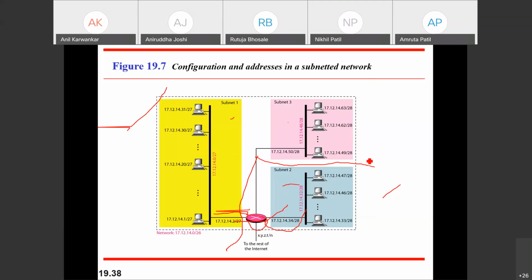If the specified range is 17.12.14.31, 17 means it's a class A type of configuration. So the subnet mask that will be assigned will be 255.0.0.0. If it's class A, subnet mask will be 255.0.0.0. If it's class B, subnet mask will be 255.255.0.0. If it's class C, it's 255.255.255.0. That is the subnet mask configured for the subnetwork.